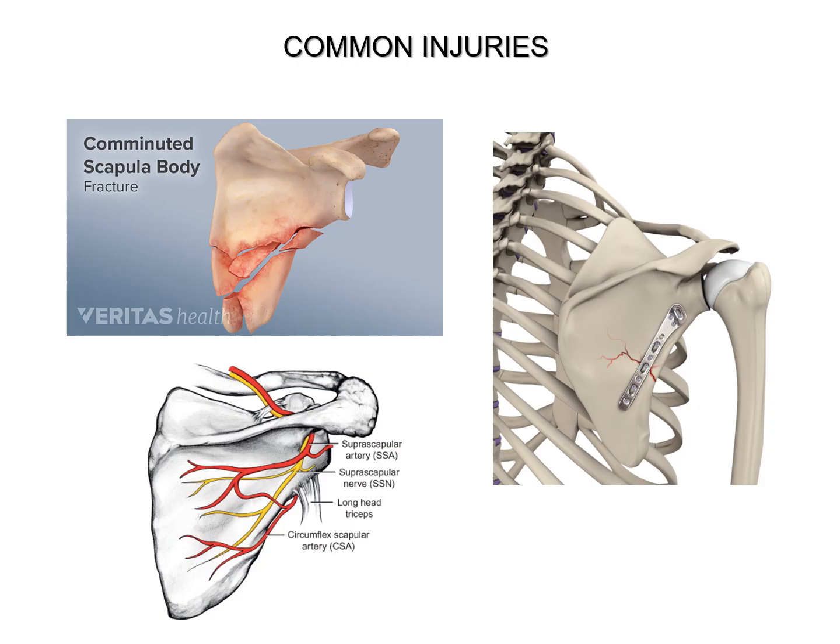If we have a fracture of the scapula, we have to think about the suprascapular artery, nerve, long head of triceps, or circumflex scapular artery and axillary nerve, because broken parts of bones can injure these arteries and nerves.